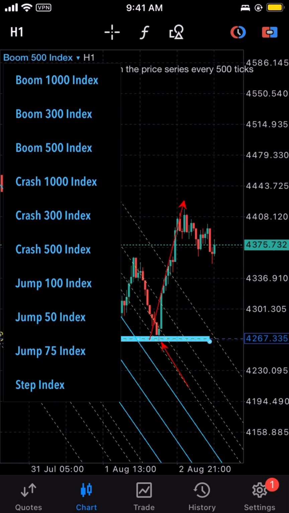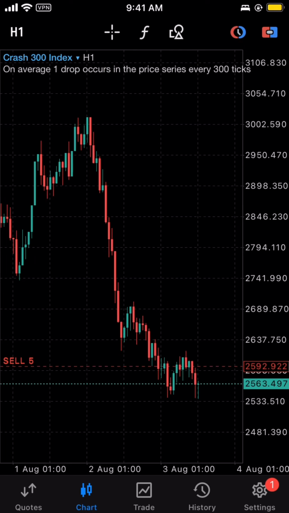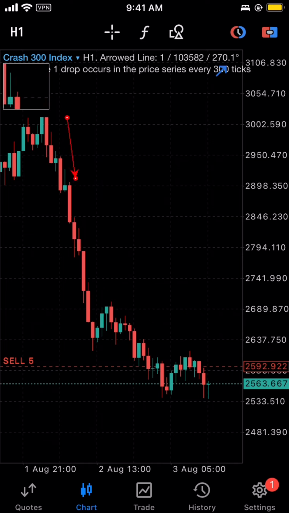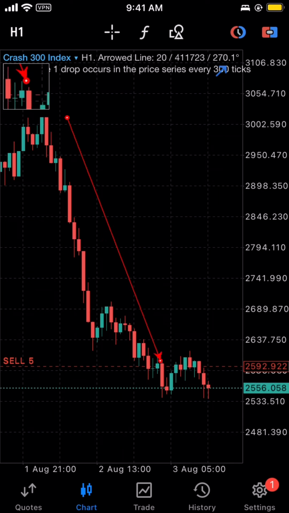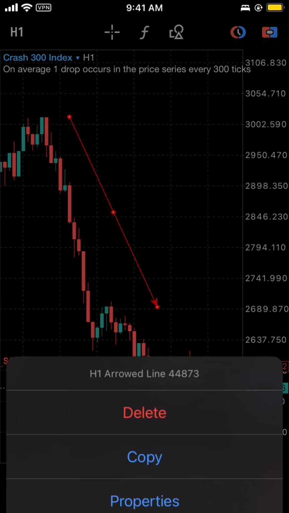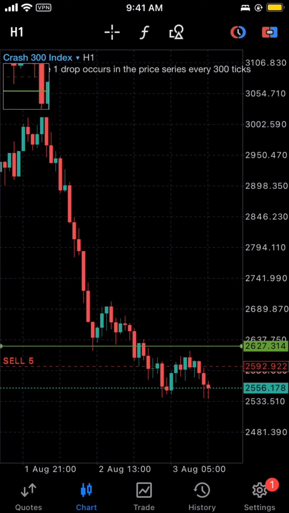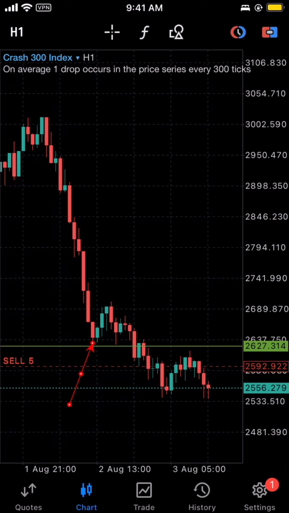The last one is Crash 300. Crash 300 looks like it has been going down for a while like this with a big momentum here. Then the market looks like it is taking a breath around this area. So what I did was, if you can see here, we have an important reversal level. This point right here, the market bounced up after a big rally. So that area is very, very important.